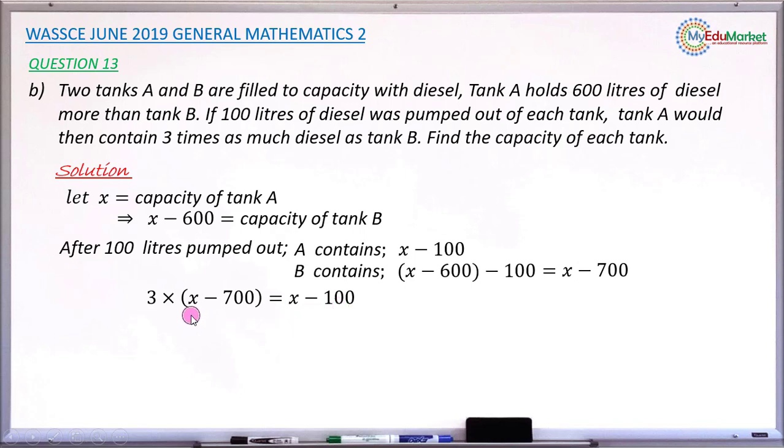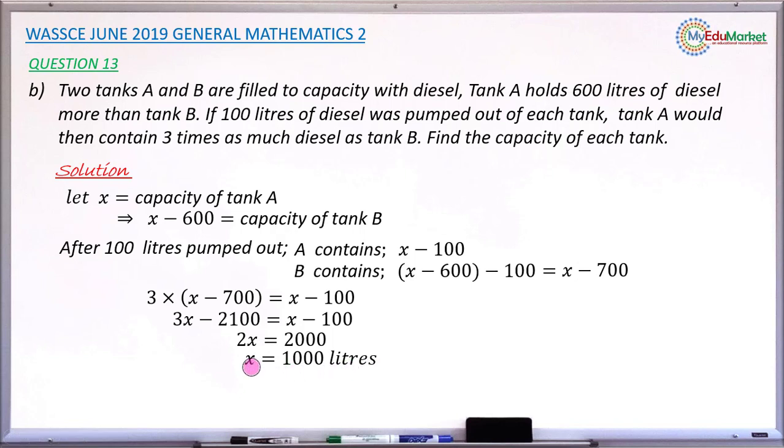Solving this equation by multiplying what is in the bracket by 3, you have 3X minus 2100 equals X minus 100. Collecting like terms, X is shifted to the left and 2100 shifted to the right. You now have 2X equals 2000. Divide both sides by 2, giving X as 1000 liters. So this is the capacity of tank A.